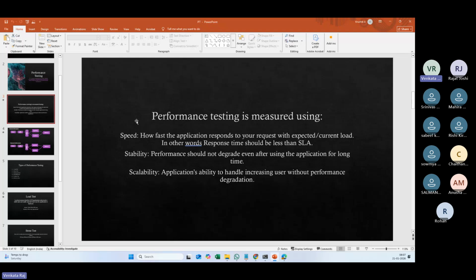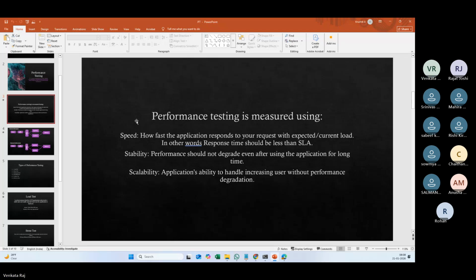Stability is about using the application for a longer duration. Is the application stable enough, without any performance issues in the long run? That is stability. And scalability is the application's ability to handle more user volume without any performance degradation. So these three terms, speed, stability, and scalability, are what we need to remember.